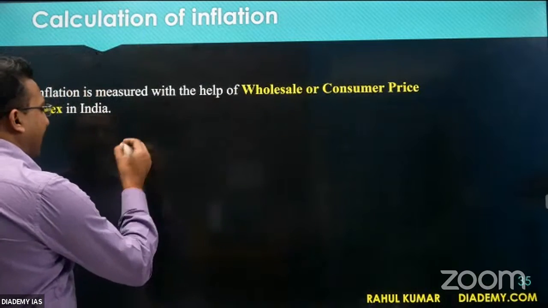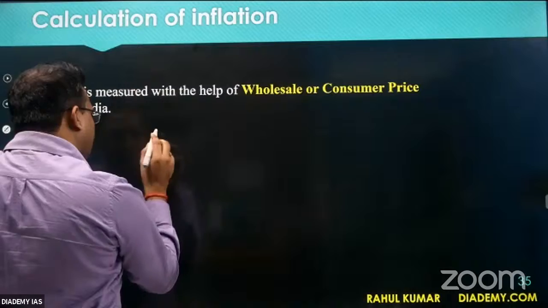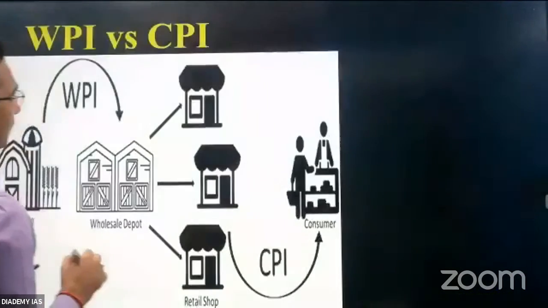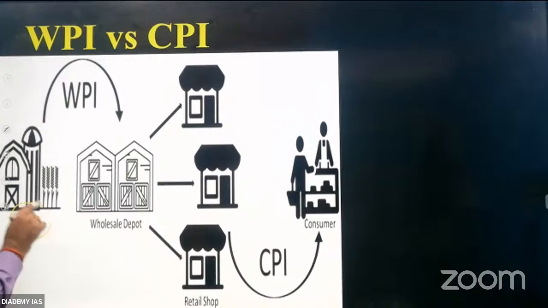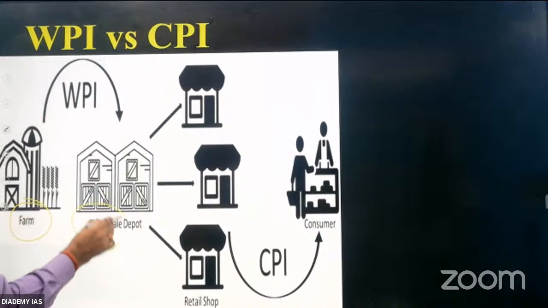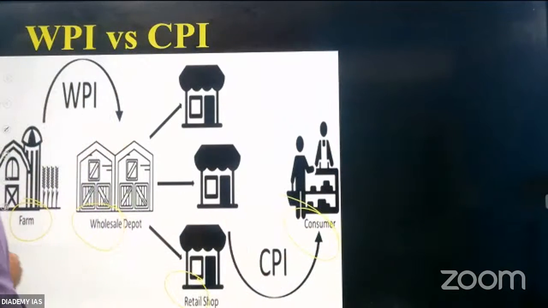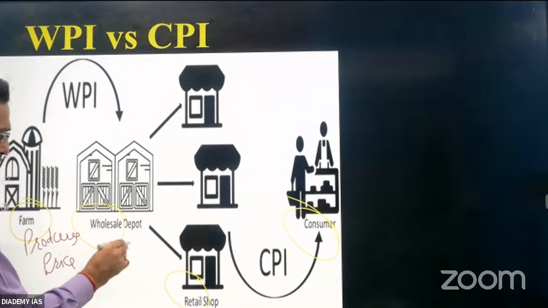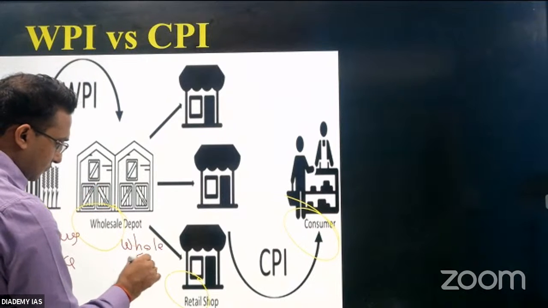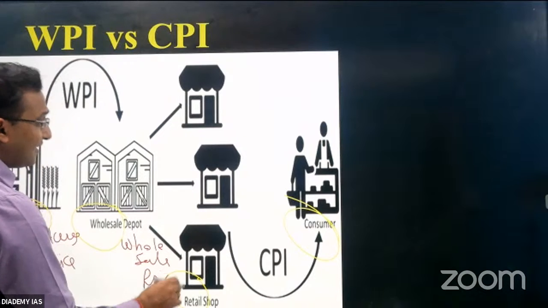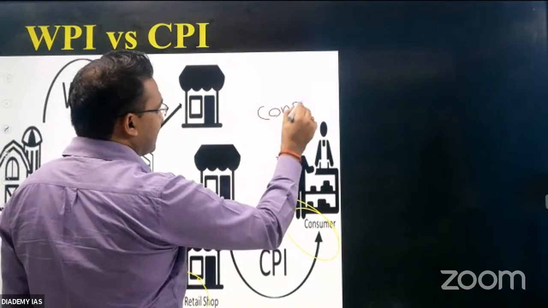Now, this calculation of inflation we can do at different levels. If we see the production part, it happens at the factory. From the factory it goes to the wholesale, from wholesale it goes to the retail shop, and from there it goes to the consumer. So the price can vary from place to place. At the farm level, there will be the producer price. At the wholesale level, there will be the wholesale price. And at the consumer level, there will be the consumer price.